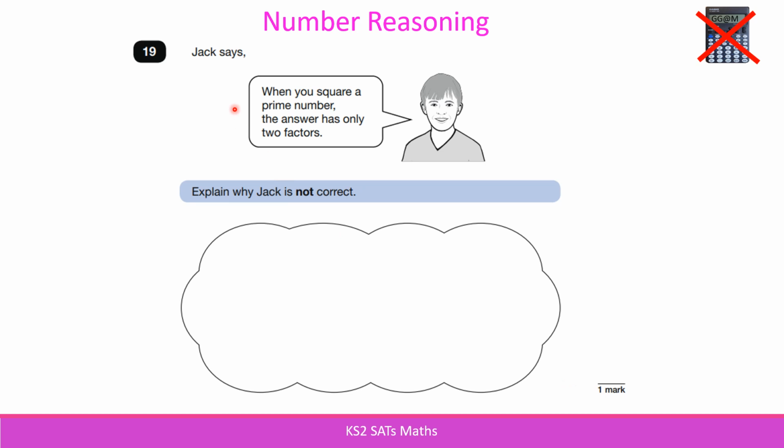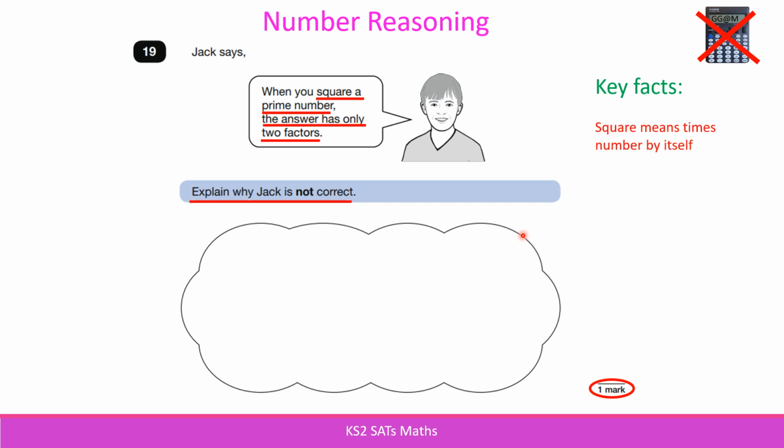So the key words within this paragraph up here, within the speech bubble, what Jack is saying. You're told you've got to square a prime number, and you're told the answer has only 2 factors. And you've got to explain why Jack is not correct. Now our key facts, okay, this is worth 1 mark, and remember to write the answer in the bubble.